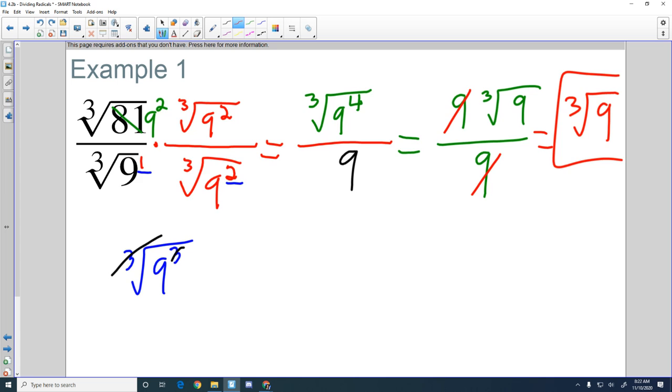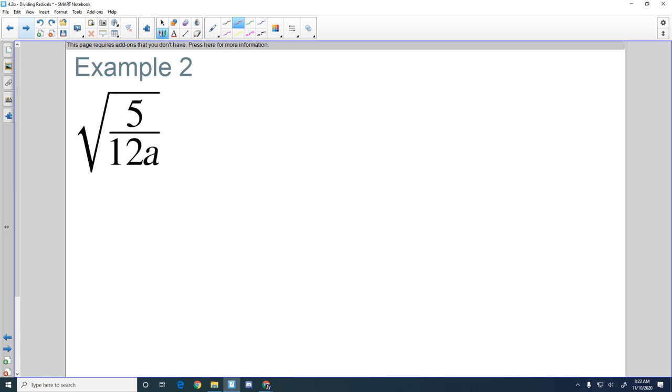Okay, let's try this one. All right, this one's pretty straightforward. The square root of 5 over 12a. It's just like that one case where you had to kind of separate the square root, right? So make that the square root of the numerator and the square root of the denominator.